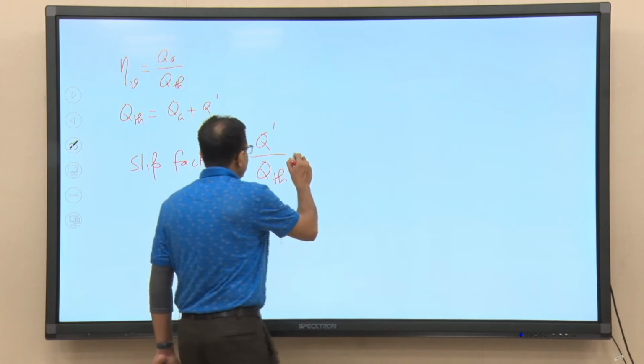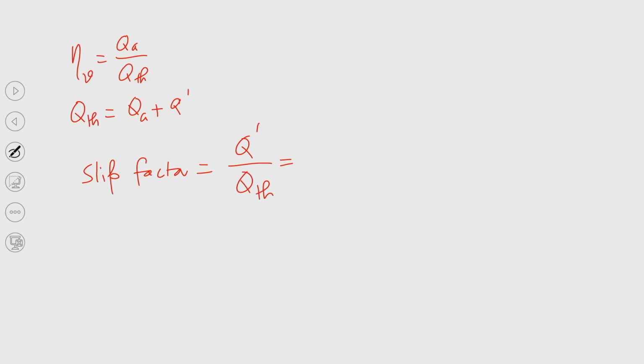So, if we try to write, this is nothing but Q theoretical minus Q actual divided by Q theoretical. So, this is basically 1 minus the ratio Q actual by Q theoretical. So, this is 1 minus eta V. So, this is the volumetric efficiency of the pump.